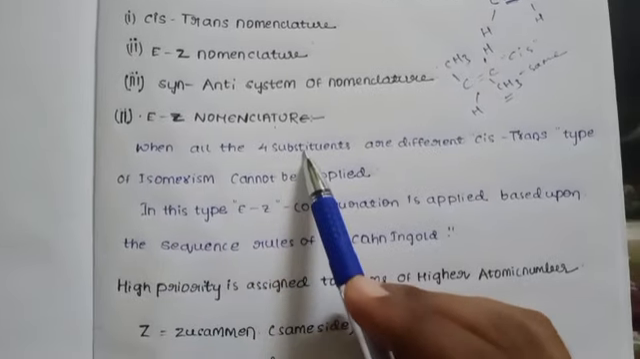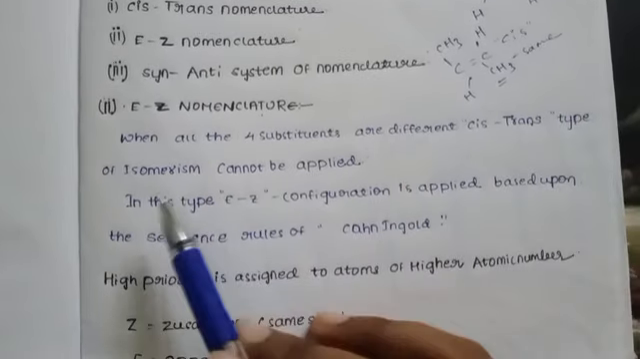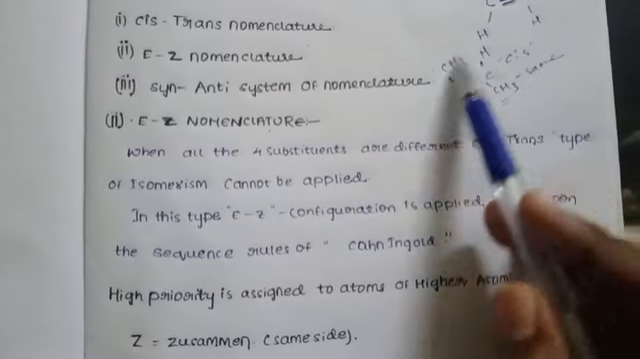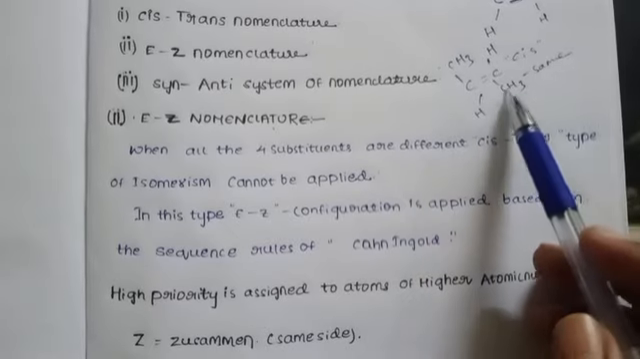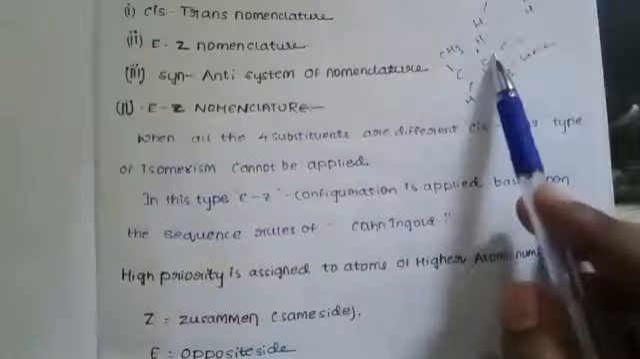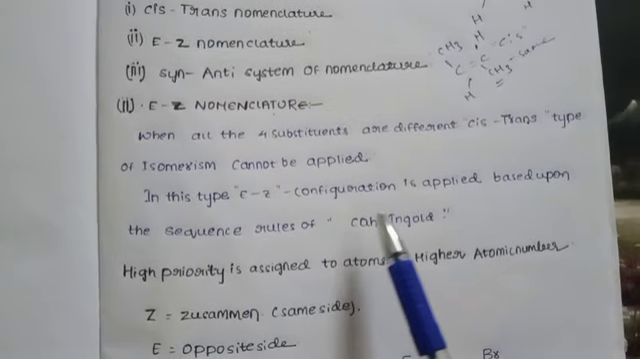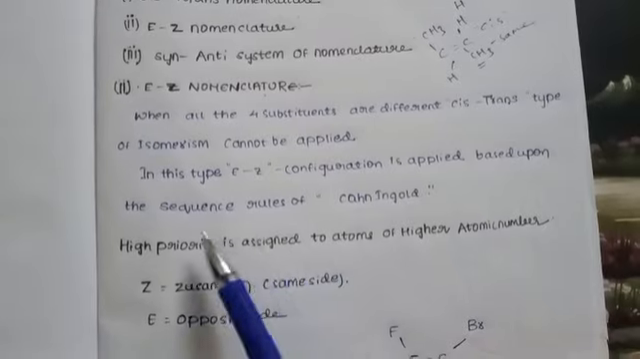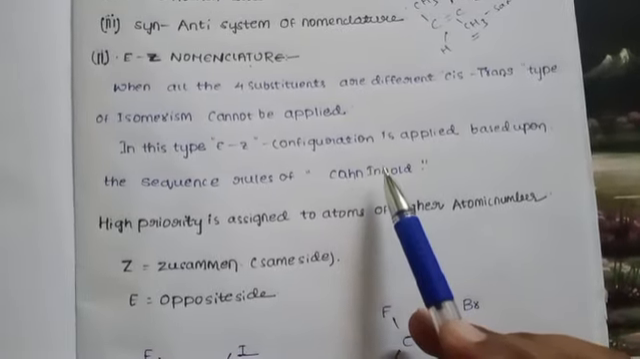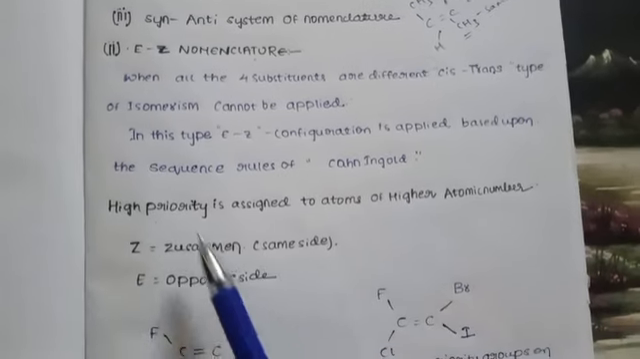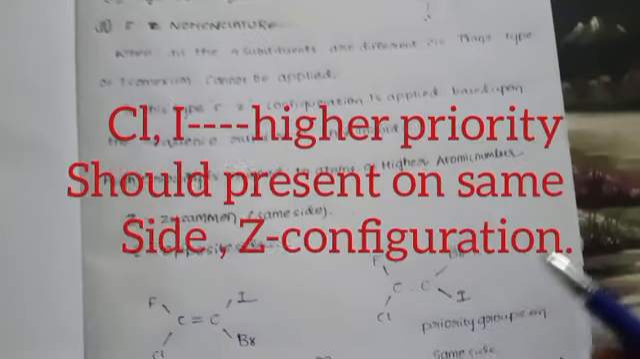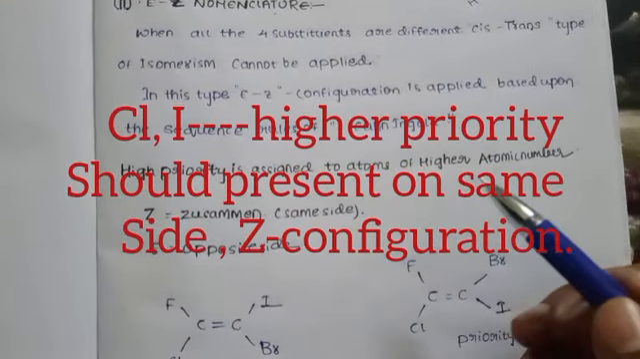When all the four substituents are different, cis-trans type of isomerism cannot be applied. When these four are completely different, cis and trans cannot be applied, and the EZ configuration is used based upon the sequence rules of Cahn and Ingold. According to the sequence rule, high priority is assigned to atoms of higher atomic number. So remember, high priority goes to the higher atomic number.